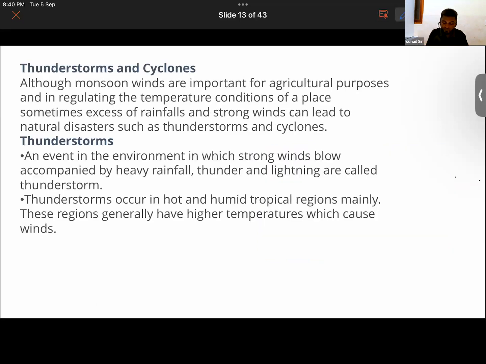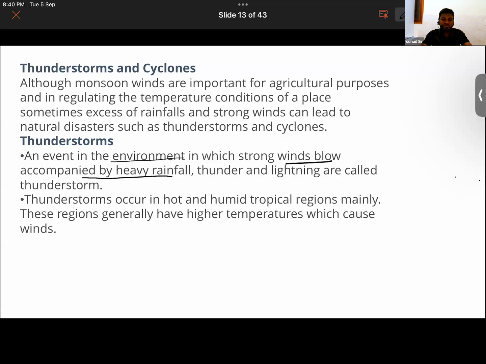Okay, so you see what happens. This is an event in the environment in which strong winds blow accompanied by heavy rainfall. So whenever there is thunderstorm, you must have seen that there is a strong wind also. There is heavy rainfall also. So you must have observed that as well.